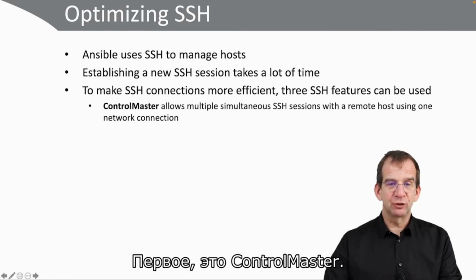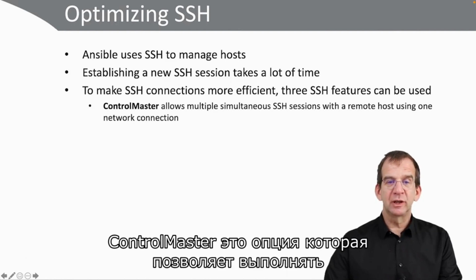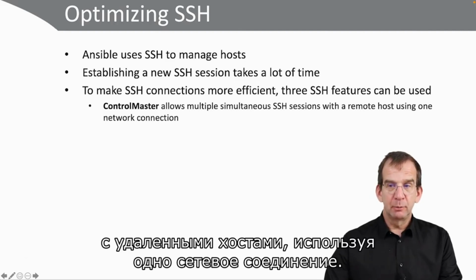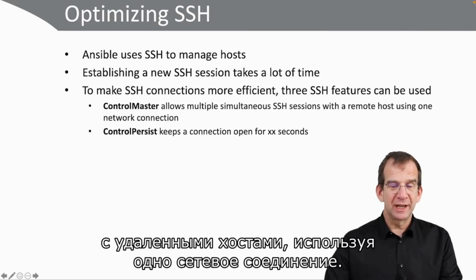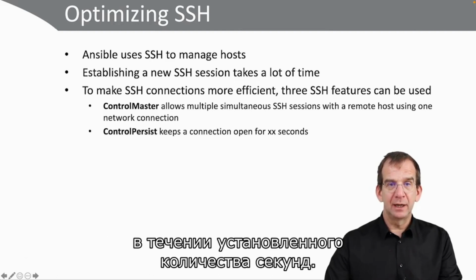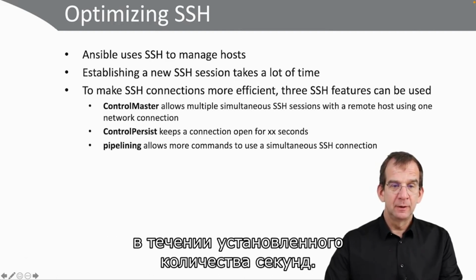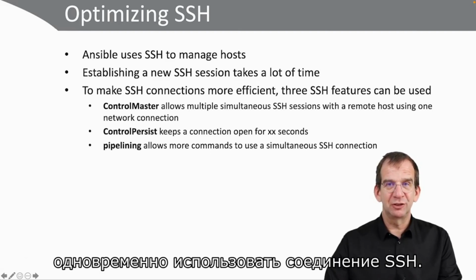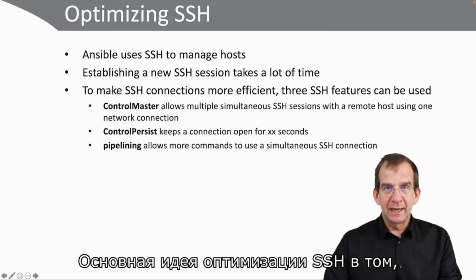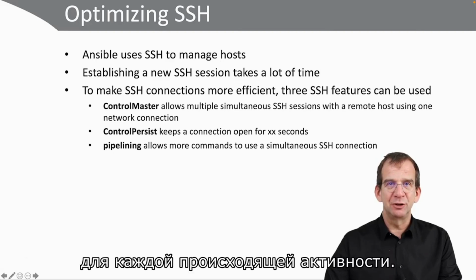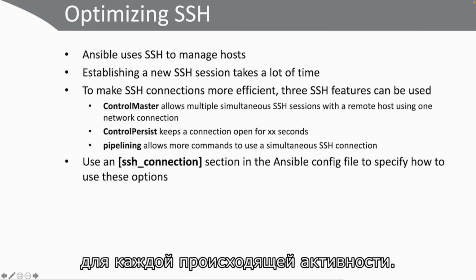First is Control Master. Control Master is an option that allows multiple simultaneous SSH connections with a remote host using one network connection. Control Persist keeps the connection open for a specific number of seconds. And pipelining allows more commands to use a simultaneous SSH connection. So the idea here is to optimize SSH in such a way that you don't need to open a new connection for every single activity that is going to happen.